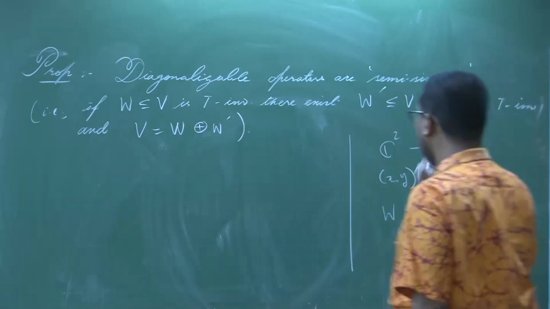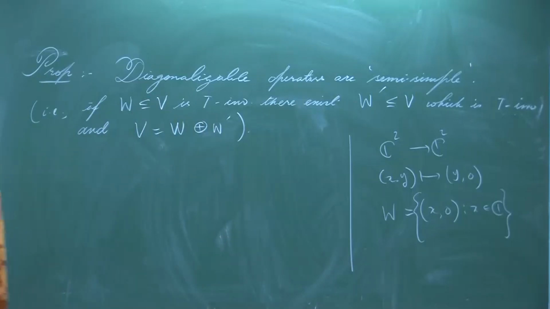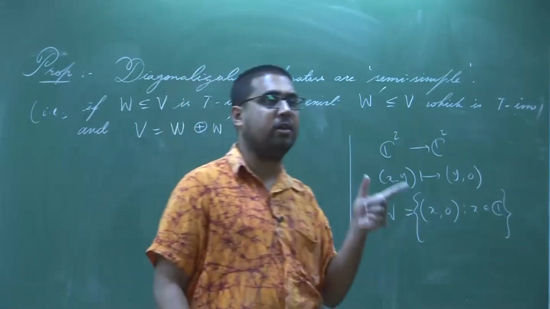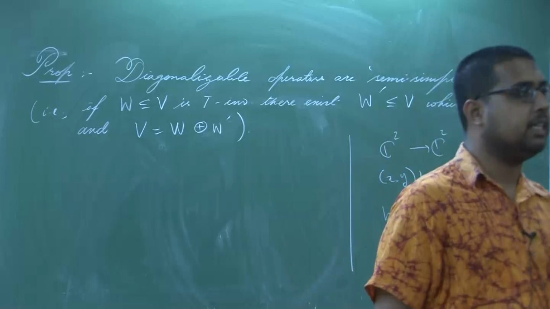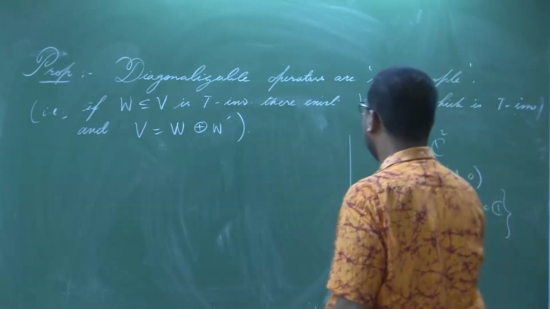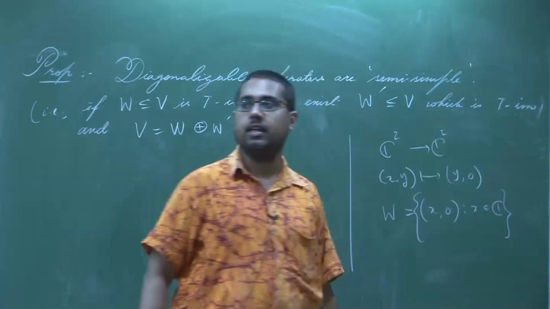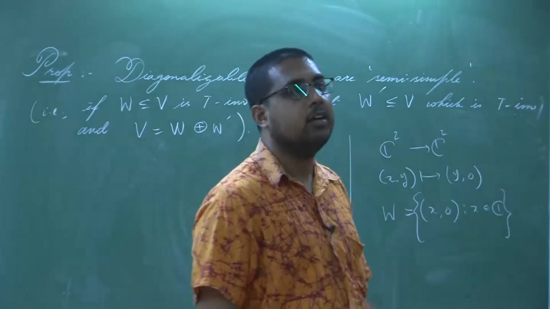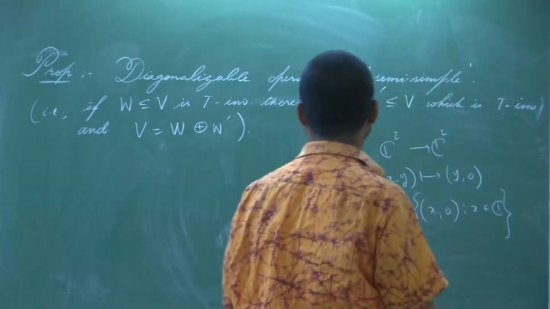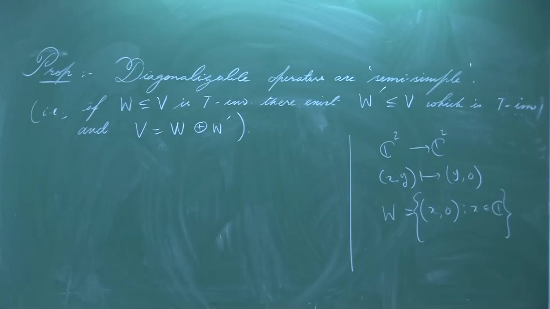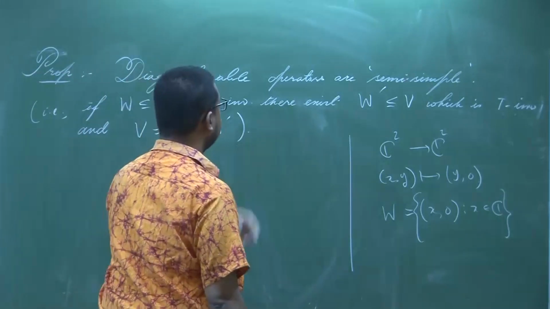So, when you further insist that W prime is T invariant, given W is T invariant, it does not always happen. This is one example, and we have already seen that this example is not diagonalizable. So, this proposition says that if the map is diagonalizable, then it has to be semisimple. Now, why so? That is very easy.